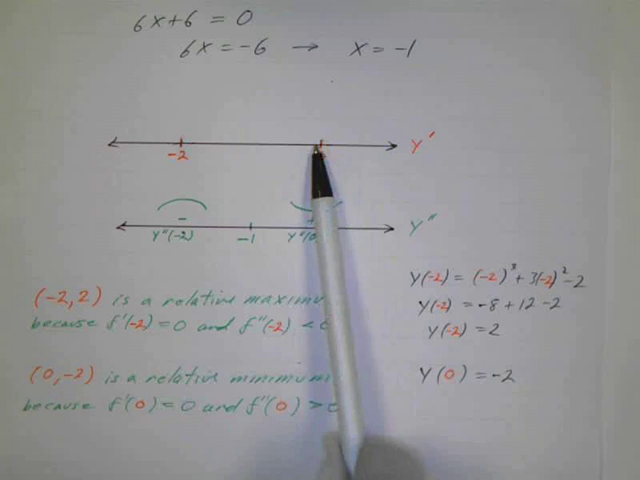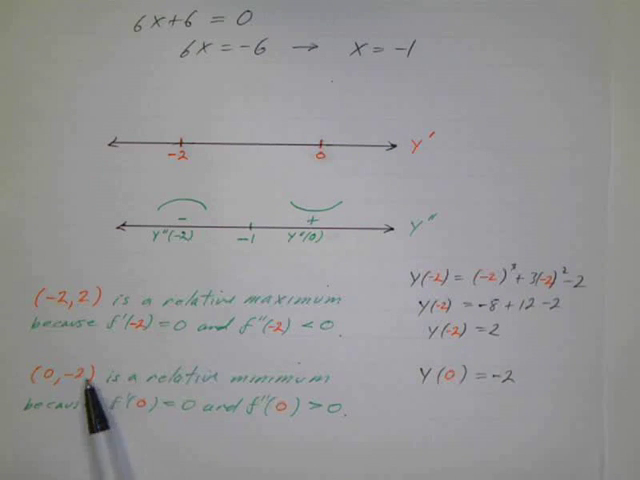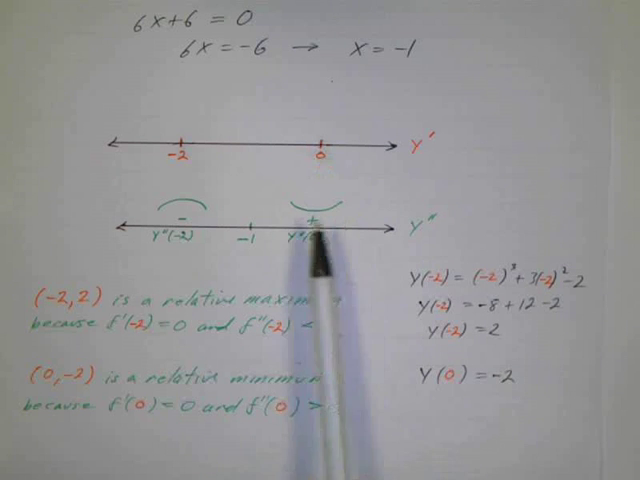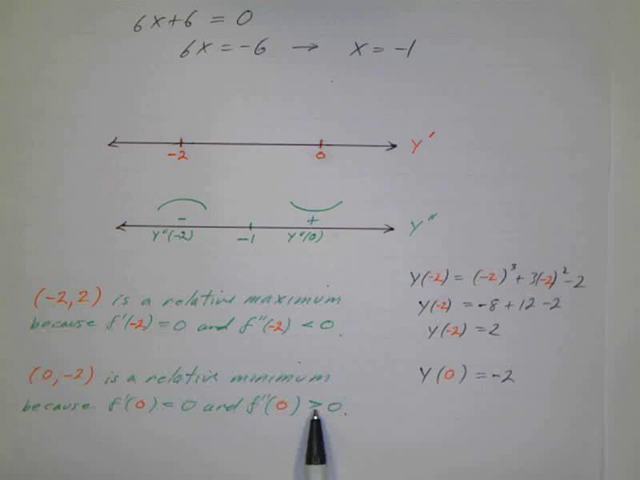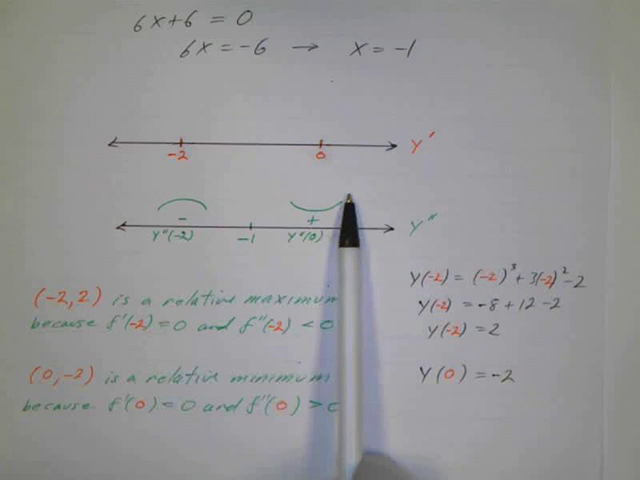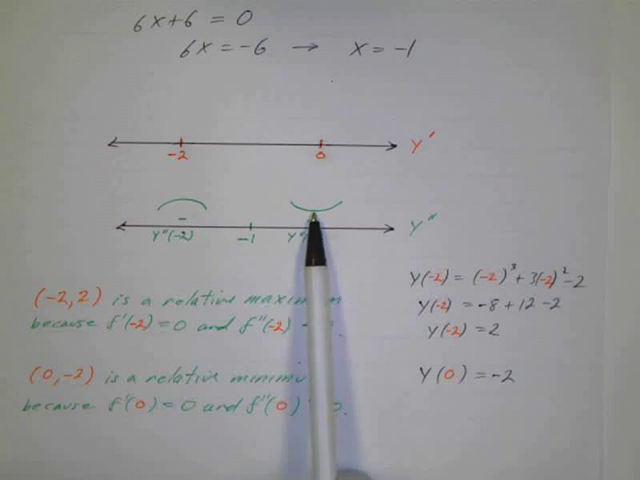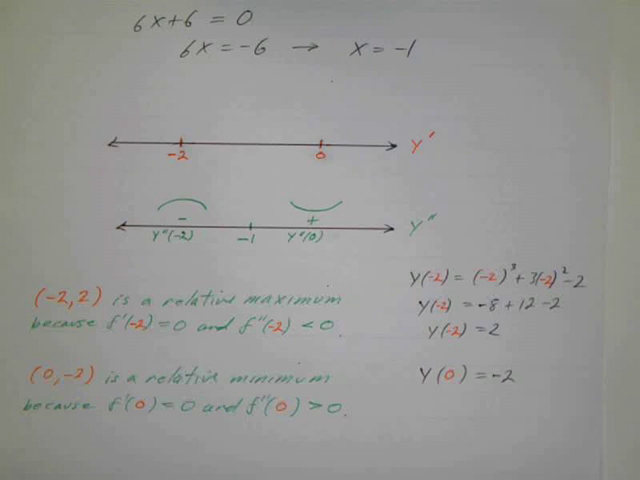And then this point 0, negative 2 is a relative minimum, because again f prime of 0 is 0, and f double prime of 0 is greater than 0, which means I'm concave up, which means that's going to be at the bottom of that, so this will be a relative minimum. Okay? So that's number 35.